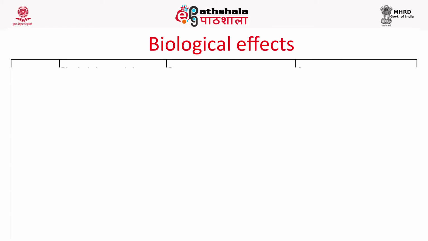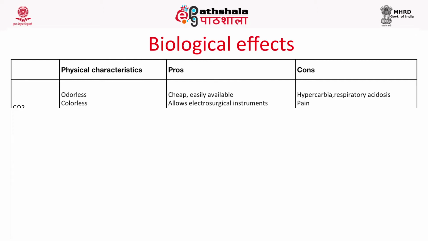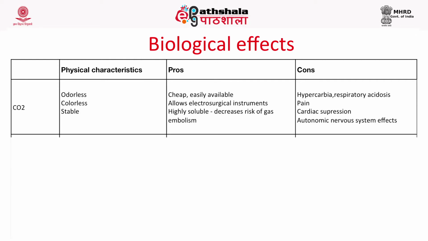Now this is a very big slide because we are going to discuss the biological effects of each and every gas, starting with carbon dioxide, which is the most common gas. It has good factors: it's odorless, colorless and stable. The good part of this gas is that it's cheap, easily available in the environment and we are easily able to procure it. Another good part is that it allows all electrosurgical instruments because it does not support combustion. Also it is highly soluble, so this decreases the risk of gaseous embolism. This is the good part.